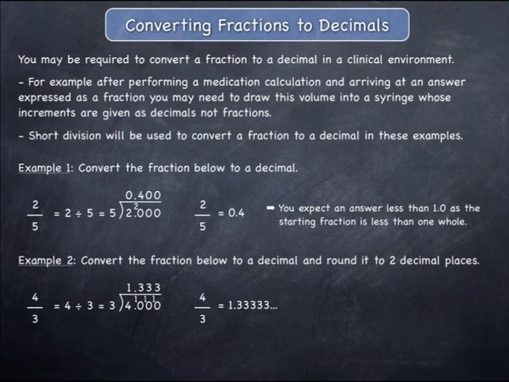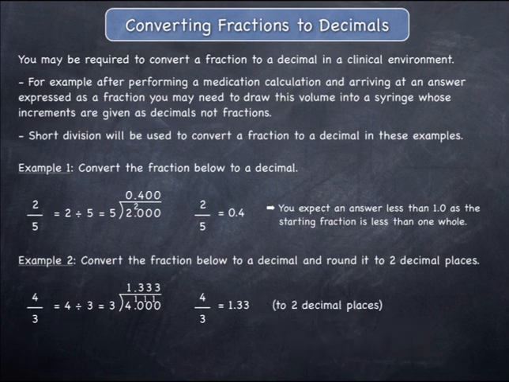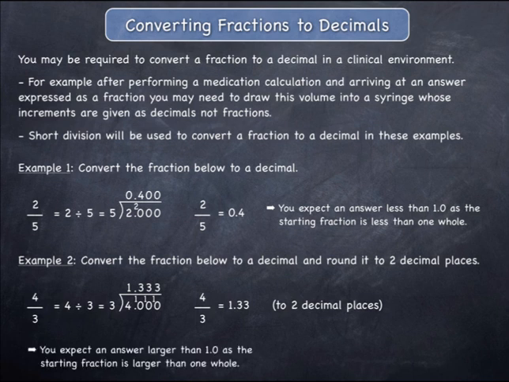This number will never end and needs to be rounded as per the question information. To round this to 2 decimal places, count 2 digits after the decimal point and look at the digit after this. Since this is less than 5, the previous digit, 3, remains as is, and all digits after this are dropped off, giving a final rounded answer of 1.33 to 2 decimal places. You should expect a decimal answer larger than 1, simply because a starting fraction of 4/3 is larger than 1 whole.